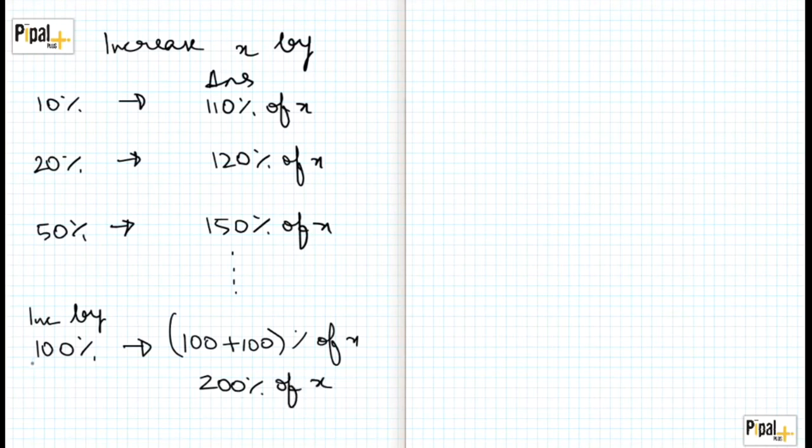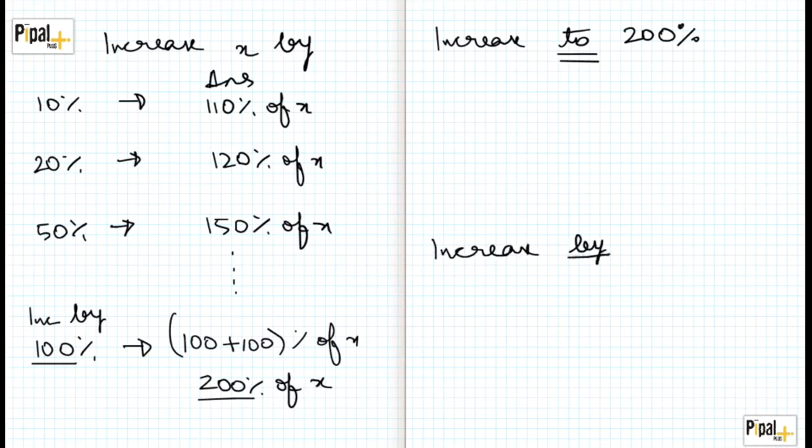So increasing something by 100% means making it 200% of the original. Now let's look at another terminology which sometimes confuses. In case of an increase by a certain percent, like increase by 100% or increase by 200%, what if I am told to increase to 200%? Let's see what this means versus increase by 200%.